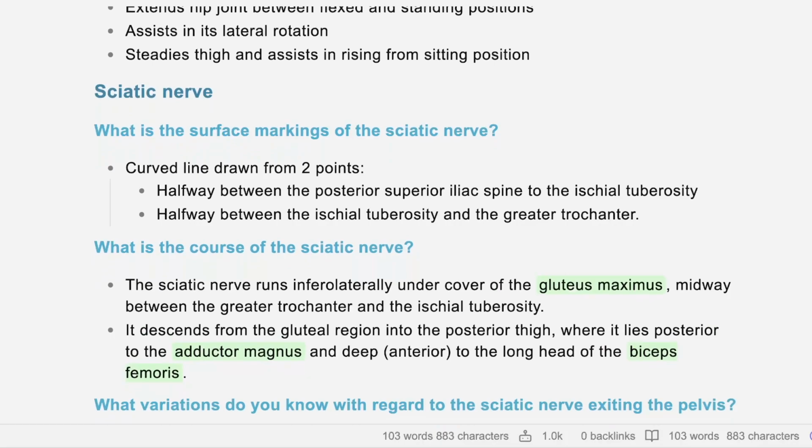Variations regarding the sciatic nerve exiting the pelvis. The commonest route will be the sciatic nerve leaving as a single nerve formed of the common peroneal and the tibial nerve, together surrounded by a connective tissue sheath just inferior to the piriformis muscle. In some variations, around 12% of patients, you will have the common peroneal nerve penetrating the muscle and the tibial nerve inferior to the piriformis muscle. In other variations, quite rare, 0.5%, the common peroneal will be superior and the tibial nerve will be inferior to the piriformis muscle.